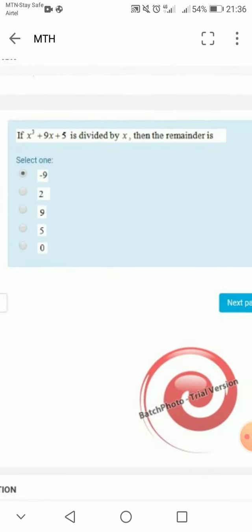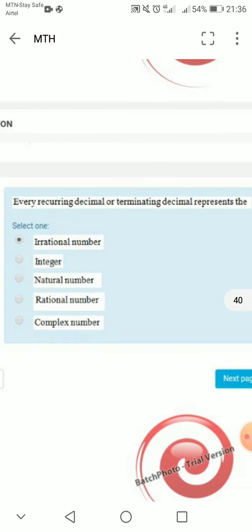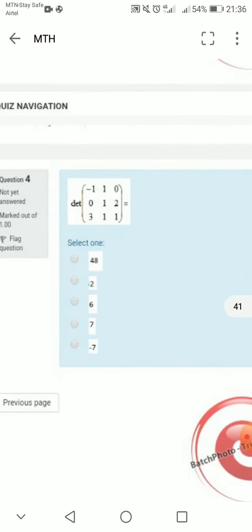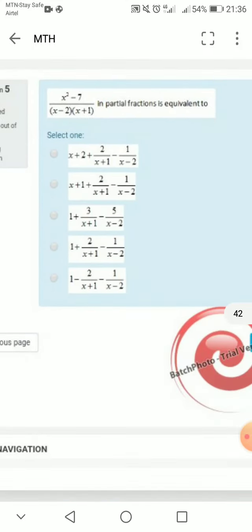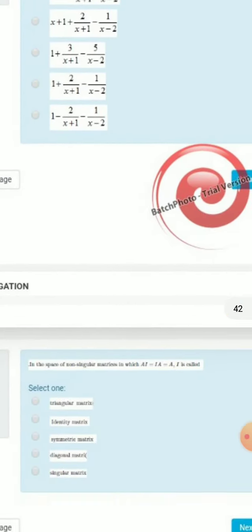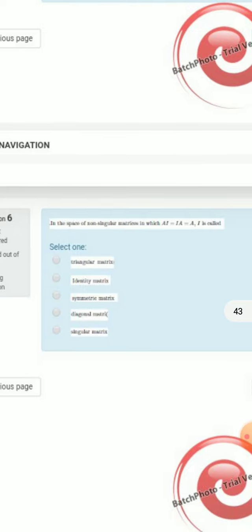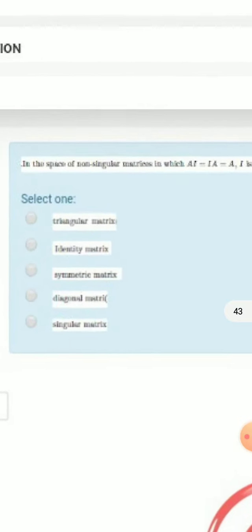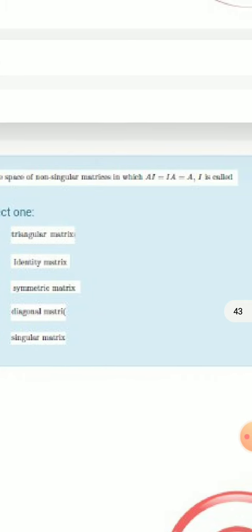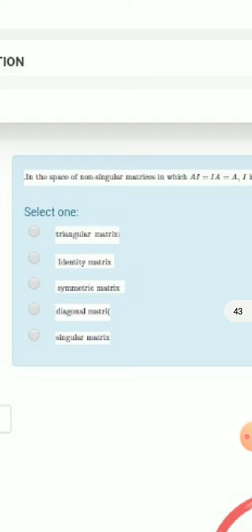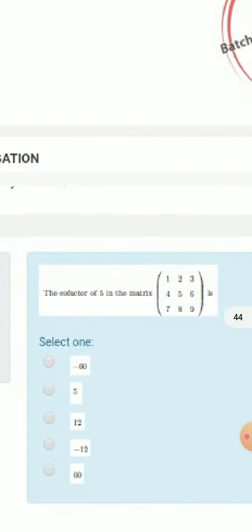That's factor and remainder theorem. I hope to see more questions there. Okay, we've done this determinant, partial fraction. We've done this. This question says, in the space of non-singular matrices in which AI equal to IA equal to A, I is called, the answer is identity matrix. That's the relation for identity matrix.